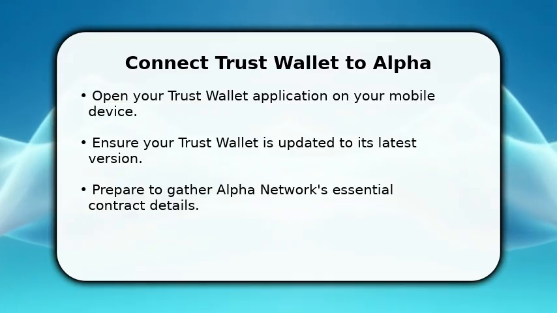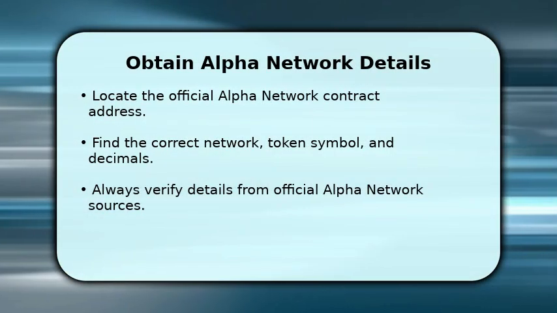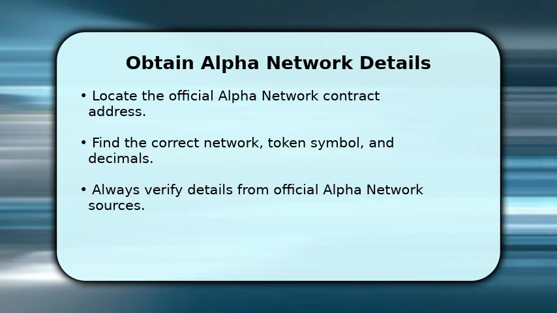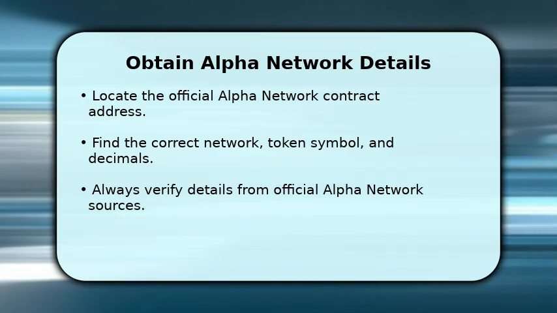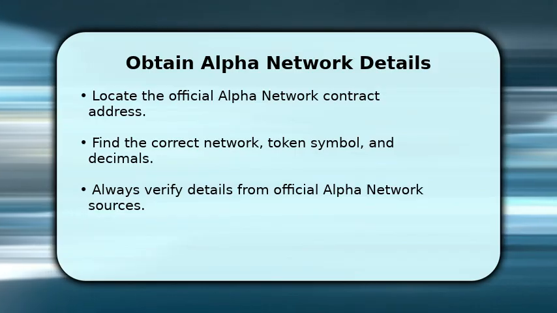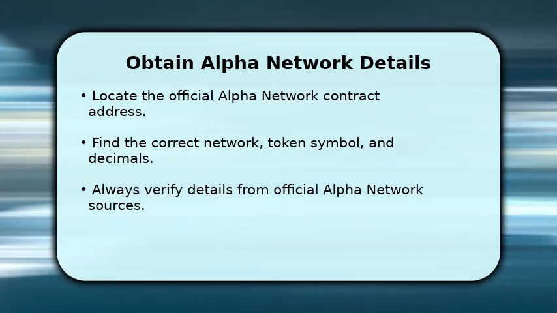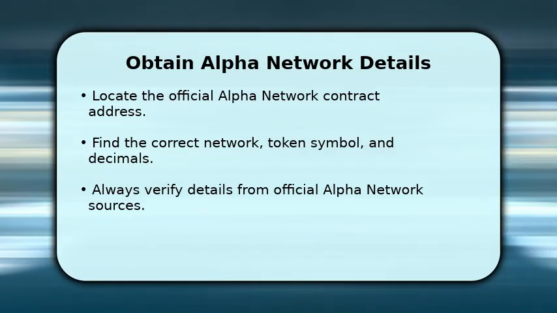secure connection. Now, you'll need to find the specific details for Alpha Network. This includes its official contract address, the network it operates on, its token symbol, and the number of decimals. You can usually find this vital information on Alpha Network's official website, white paper, or trusted social media channels. Always double-check these details meticulously to avoid any potential issues or scams, ensuring accuracy.